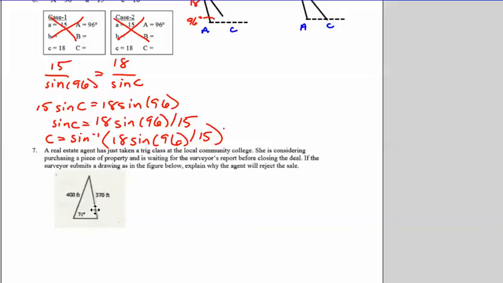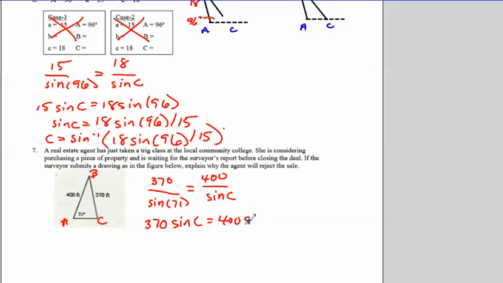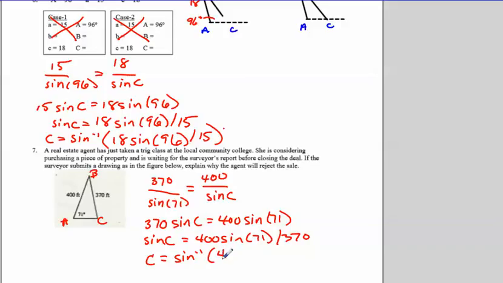So the way we can check this is with the law of sines. We can put letters here, so let's call this A, and let's call this B and C. So I can do A over sine A, so that would be 370 over sine 71 equals C over sine C, 400 over sine C, and cross multiply. So I get 370 sine C equals 400 sine 71. And divide by 370, so sine C is 400 sine 71 divided by 370, and then inverse sine. So what I'm hoping is going to happen is that I'll get an error which would tell me that this triangle couldn't exist, and that means that the surveyor made a mistake.